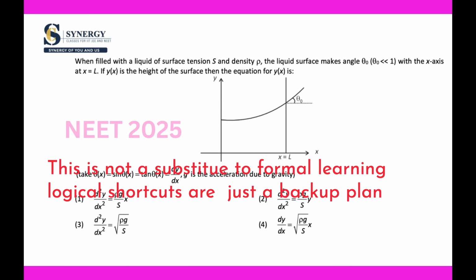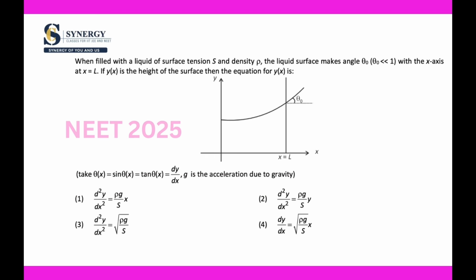2025. So it is on surface tension. It says the meniscus due to surface tension. Which of the following options is correct? Y stands for this height. Derivative of y, dy by dx. Second derivative of y, d2y by dx square.